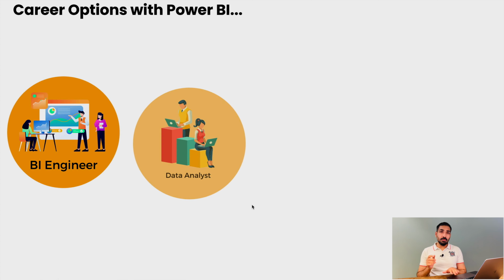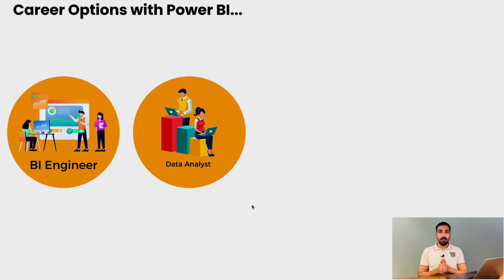The second comes over here, the data analyst. In most of the organizations who are working on Microsoft tools, they use it as their data visualization or self-service BI tool. And over there, if you are joining as a data analyst, then definitely you are going to work on this tool, and you can make your career as a data analyst with this one.